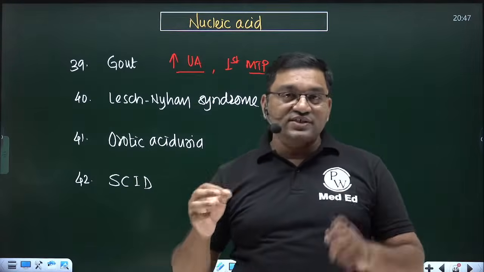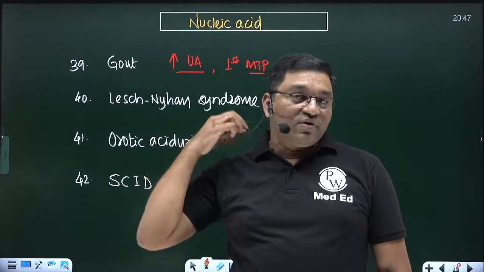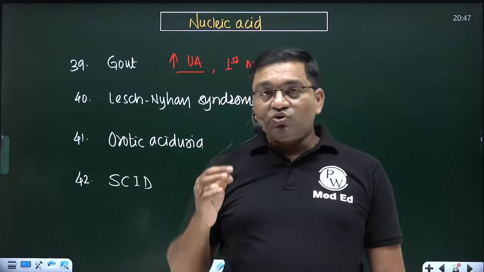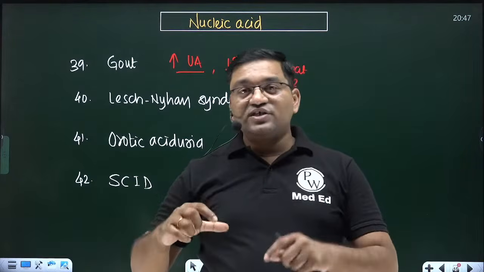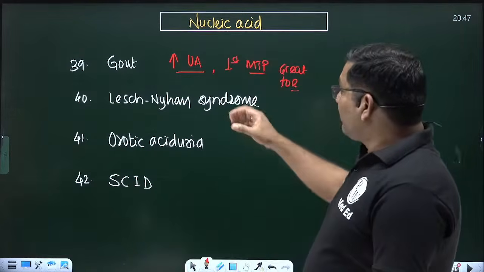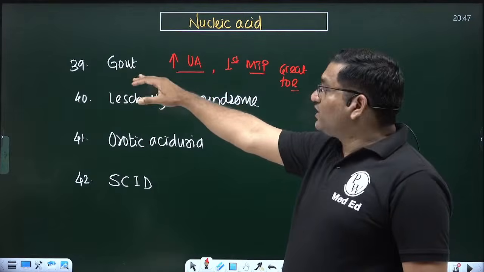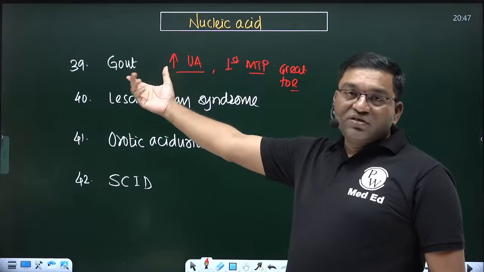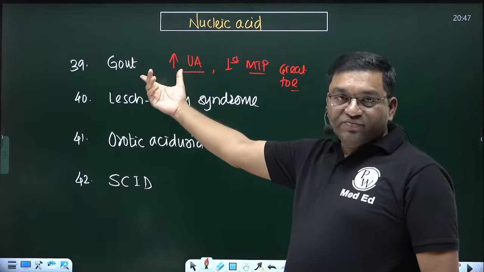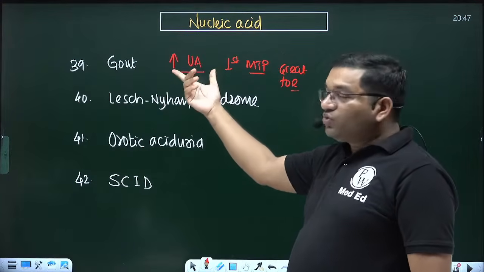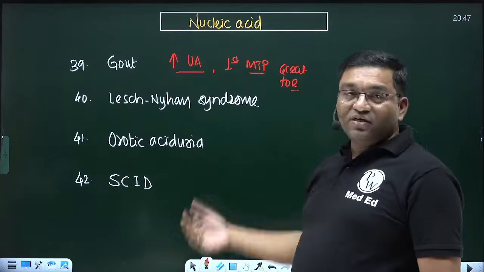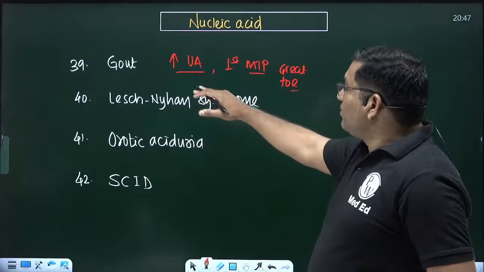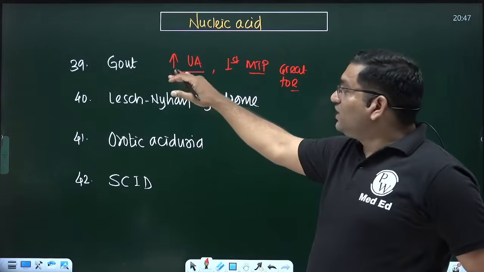What is the gold standard or confirmatory test for the diagnosis of gout? It is aspiration and microscopy. Negatively birefringent urate crystals on microscopy are the gold standard test for diagnosis of gout. Uric acid can be a screening test for gout. Normal uric acid is 3 to 7 milligram per deciliter in males, and 2 to 5 milligram per deciliter in females.